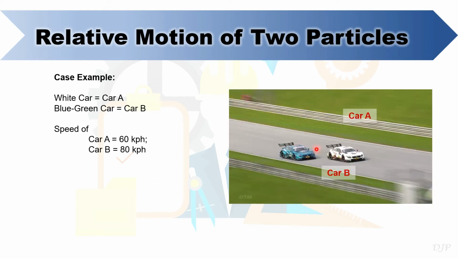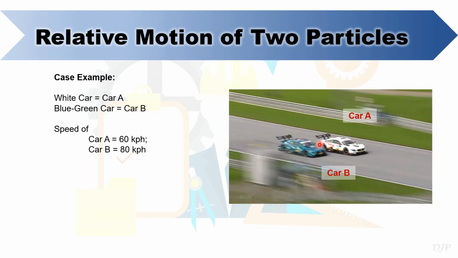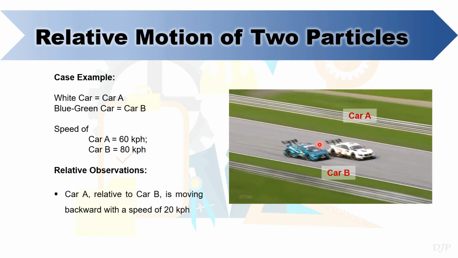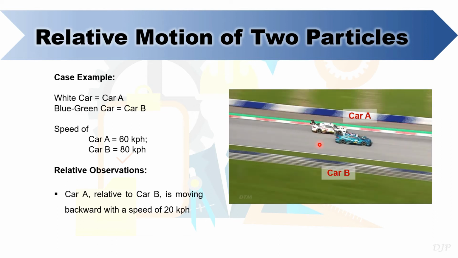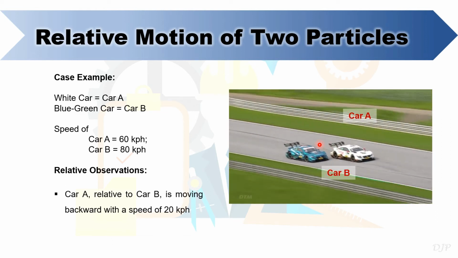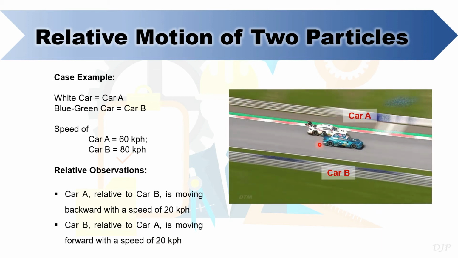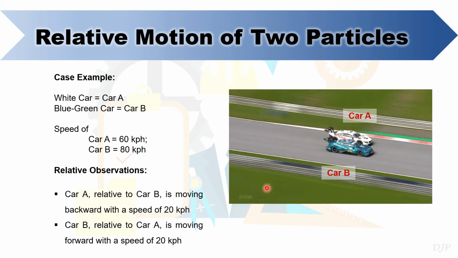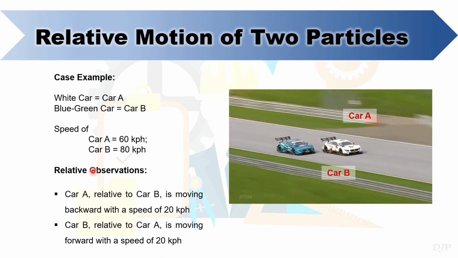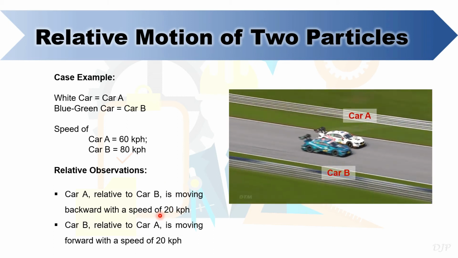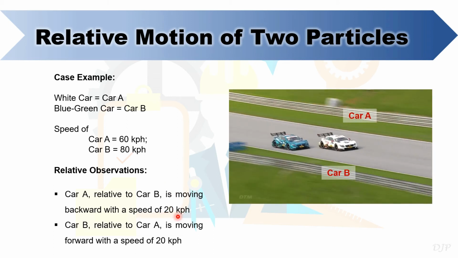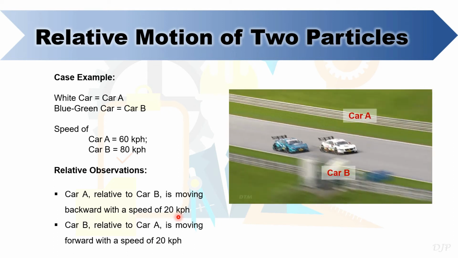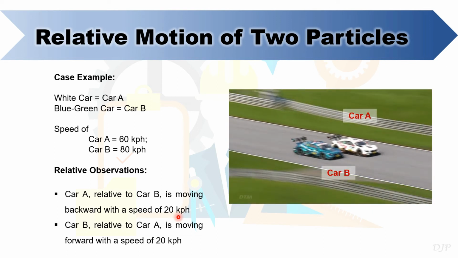Based on this case example, you can observe that car A is slower than car B, which means that if you're riding the car B, you will perceive the car A to be moving backward by 20 kph. Similarly, if you're riding the car A, you will perceive car B to be moving forward at a rate of 20 kph. But you might wonder, with these relative observations, where did this value 20 kph come from? To answer that, let us look now at the necessary formulas that you can use to deal with relative motion.